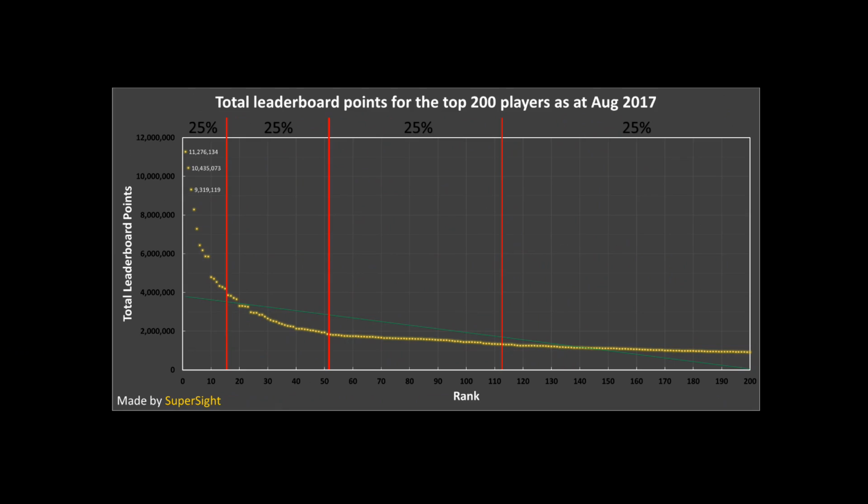So of all the total points in Heyday, well, of the top 200 players, 25% of those points belong to those top few players in each category. So as you can see, it's quite a lot to the left. And if you read the description, it will explain it more, because I'm just going through them fairly quickly.